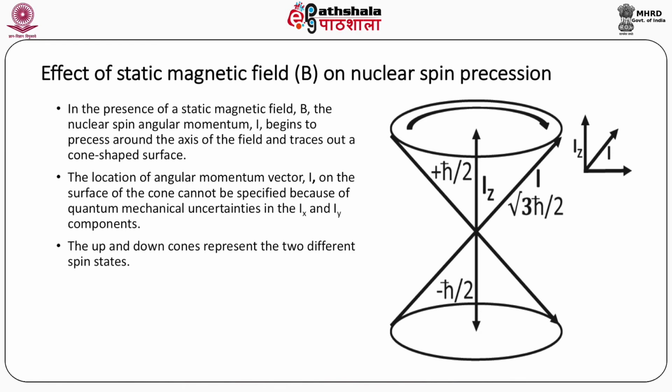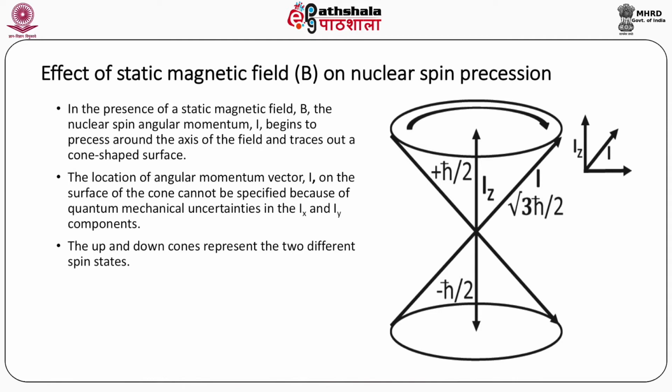Now, the effect of a static magnetic field on nuclear spin precession. In the presence of a static magnetic field B, the nuclear spin angular momentum I begins to precess around the axis of the field and traces out a cone-shaped surface as is shown in the figure.